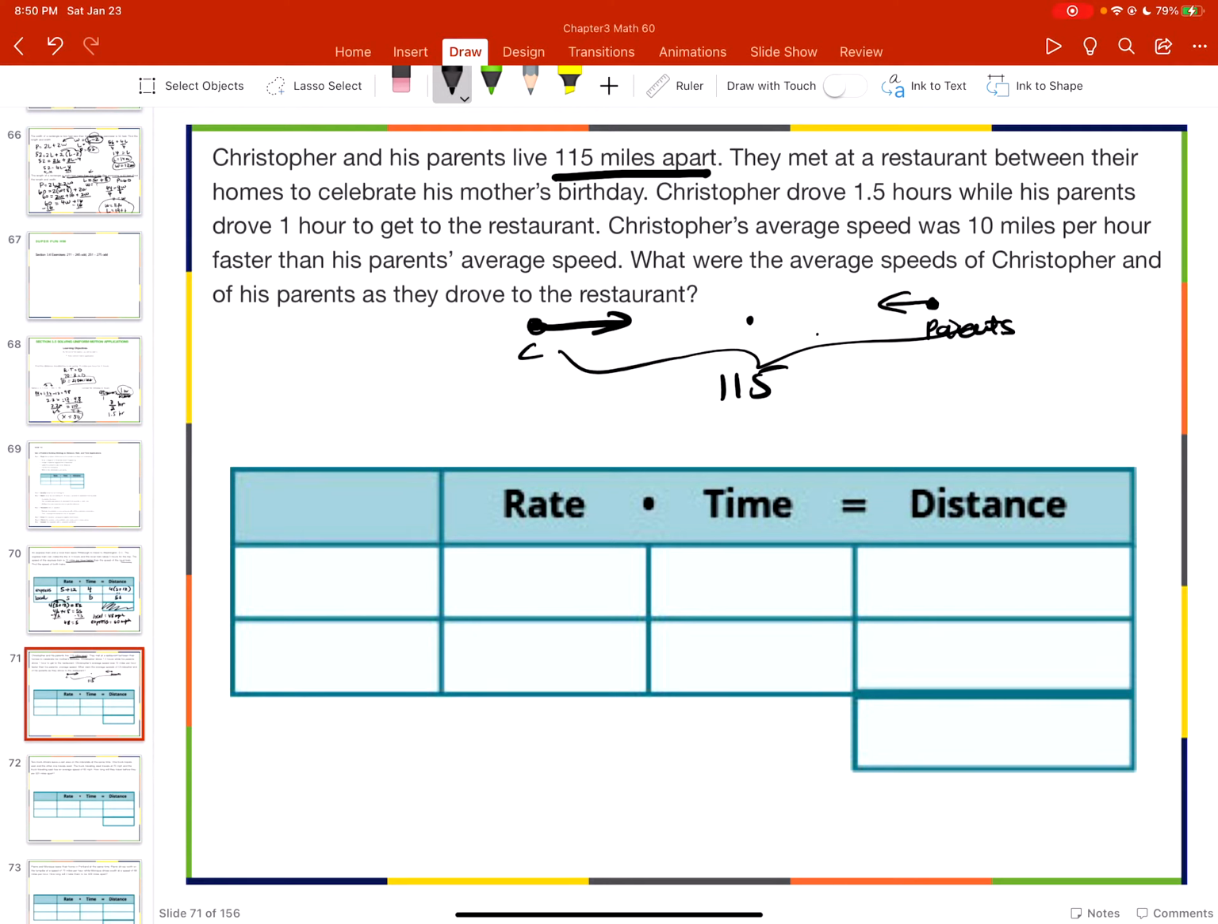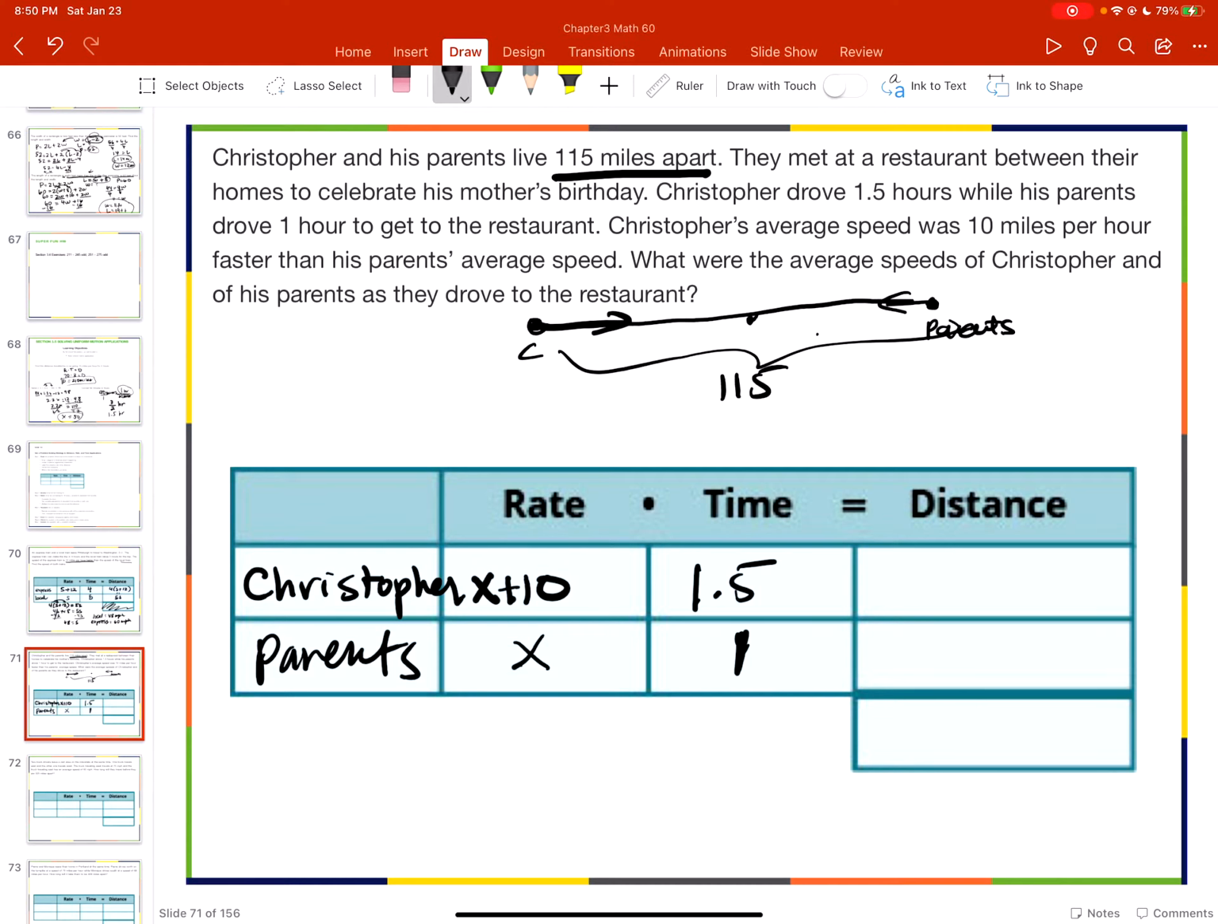Okay, so let's see here. We have Christopher, and we have parents. Christopher drove 1.5 hours while his parents drove 1 hour to go to the restaurant. Christopher's average speed was 10 miles an hour faster than his parents' speed, so let that be x. What are the average speeds of Christopher and his parents as they drove to the restaurant? Now, they both live 115 miles apart, and they met in one spot in the middle. So together, they traveled 115 miles total.